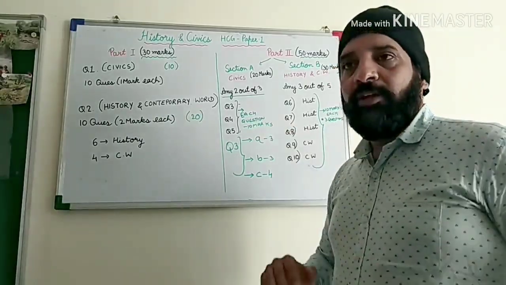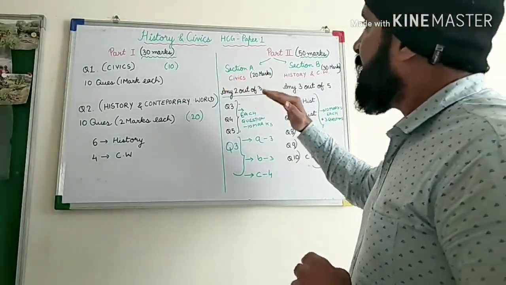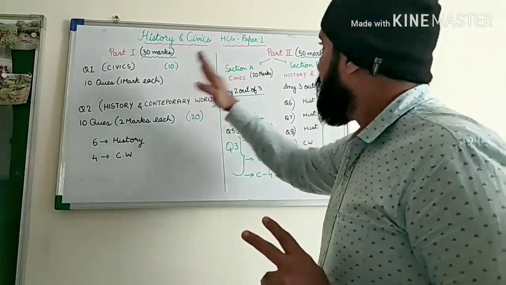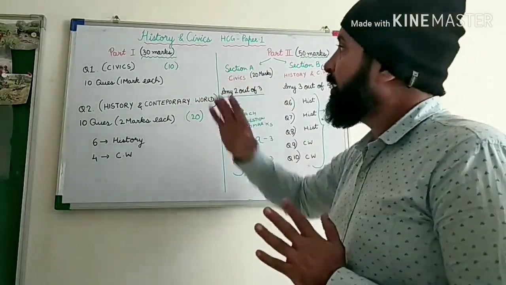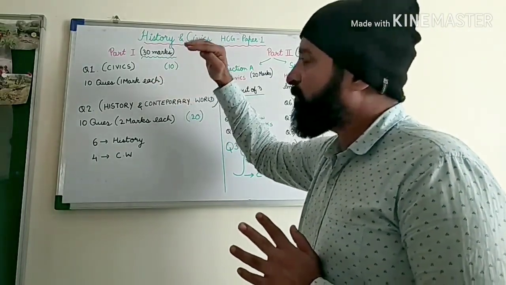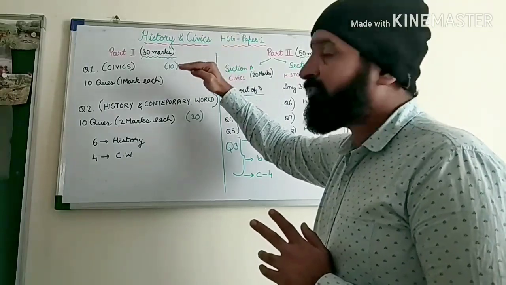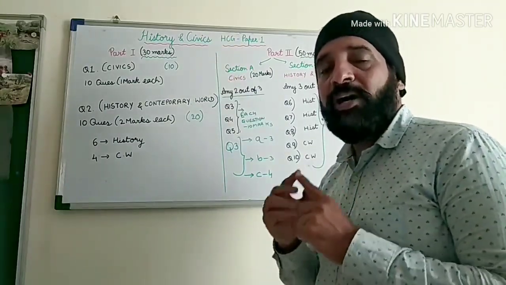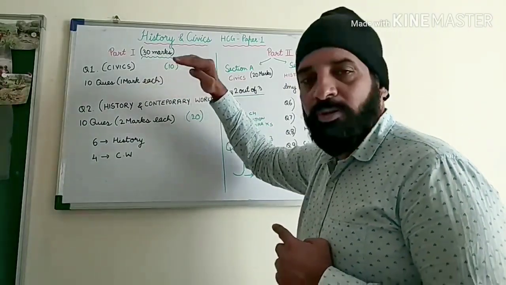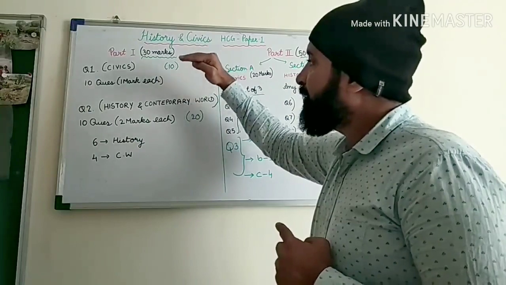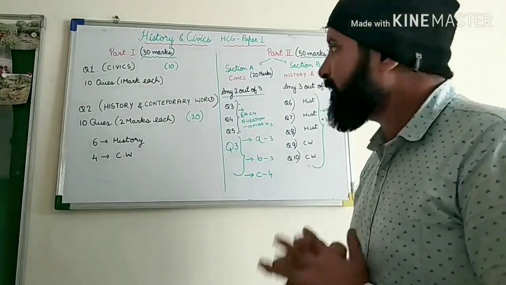So let us start with part 1 of the video. The paper is going to be divided into two parts. Part 1, Part 2. Part 1 is going to be of 30 marks. The first question is going to be from civics. It will be of 10 marks, which will have 10 questions with 1 mark each for every question. I repeat, question number 1 is for civics, 10 marks, and it will have 10 questions with 1 mark each for every question. I hope you get it.